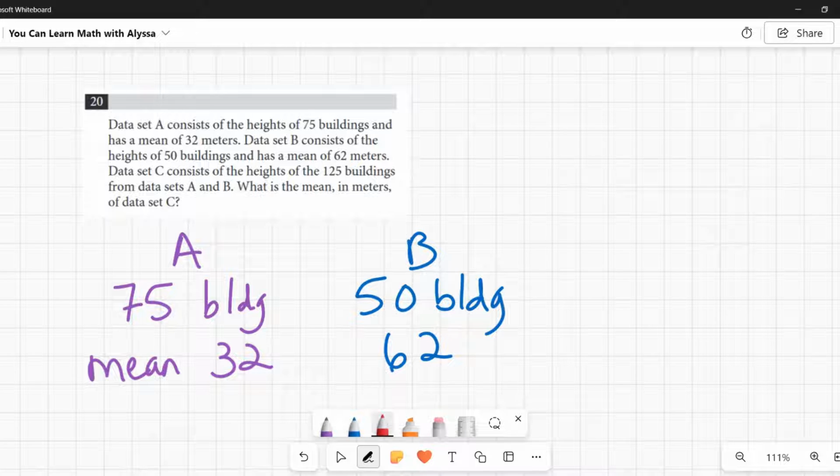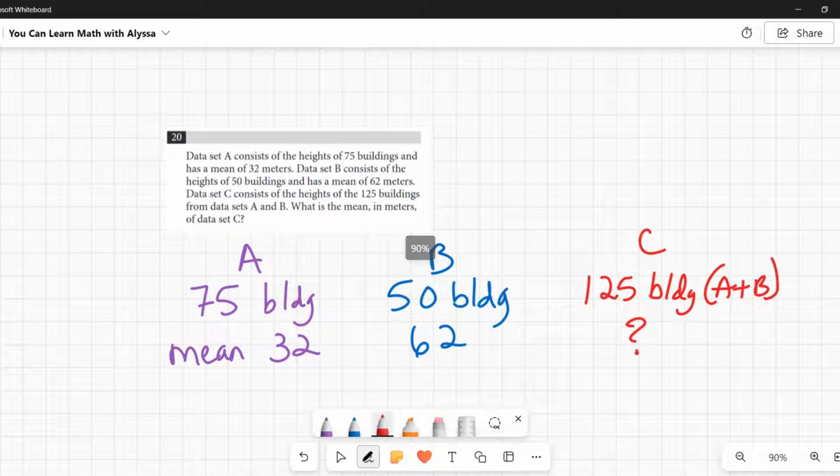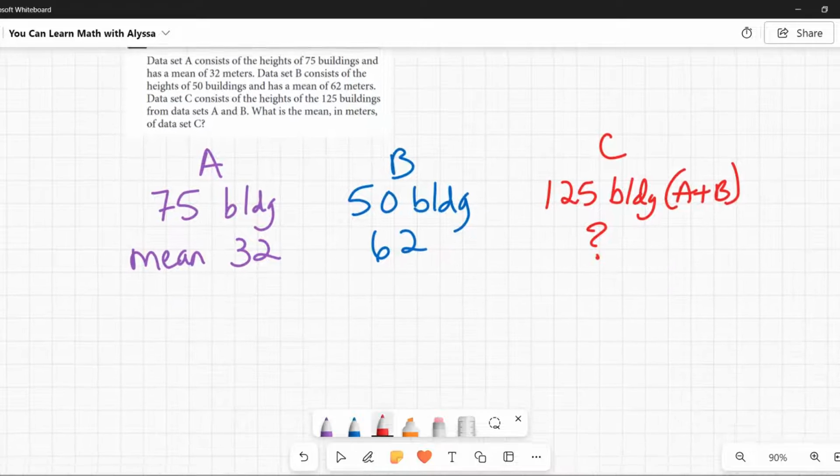And then finally, data set C is the heights of the 125 buildings that are from A and B put together, and they want to know what the mean is for C. Okay, well, how do we find the mean of something? How did they find this mean for A and B?